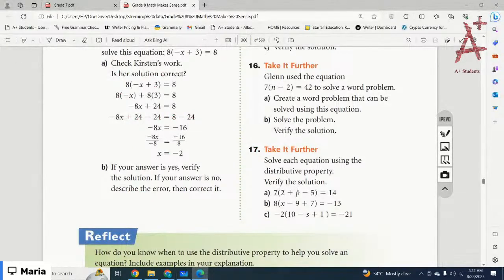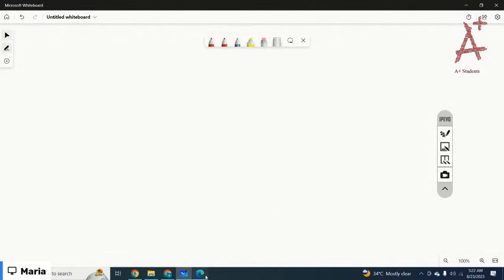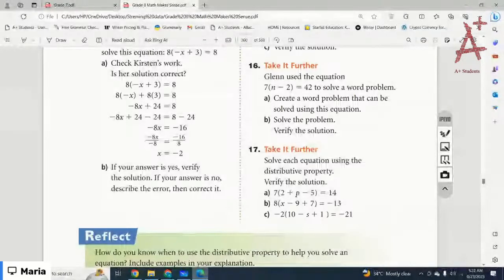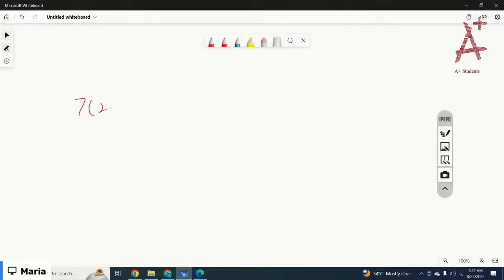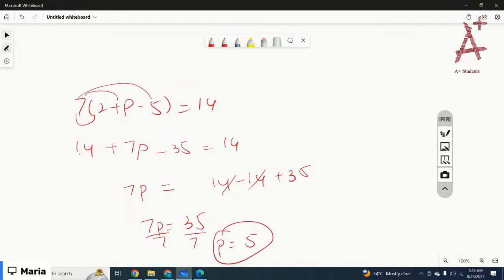Question number 17. 7 times (2 plus p) minus 5 equals 14. You have to verify the solution. Let's just evaluate. 7 times 2 is 14, 7 times p is 7p, and 7 times 5 is negative 35 equals 14. Move 14 to the other side, so it is subtracted, and you added 35. 7p equals 35. Divide both sides by 7. p equals 5. 7 times 5 is 35. So the correct answer is 5.